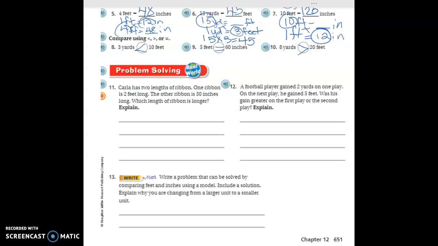I'm going to read these problems to you. Then you can pause and try to solve. And check your answers. Carla had 2 lengths of ribbon. One ribbon is 2 feet long. The other ribbon is 30 inches long. Which length of ribbon is longer? A football player gained 2 yards on one play. On the next play, he gained 5 feet. Was his gain greater on the first or the second play? Explain. Now, number 13, write a problem that can be solved by comparing feet and inches using a model. Include a solution. Now, this one is just for you to try for fun.